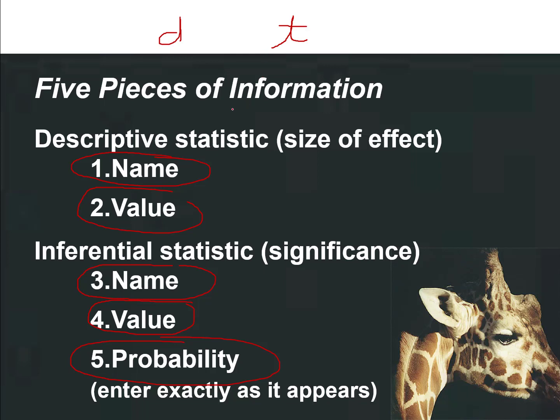In future units, when we go on to look at other research questions, we're going to be looking at other statistics we will use to address these research questions. So in future units, our descriptive statistic will not always be a d, and our inferential statistic will not always be a t. But for right now, for this unit, if we're looking at a difference between two means, our descriptive statistic will always be a d, and our inferential will be a t-test.